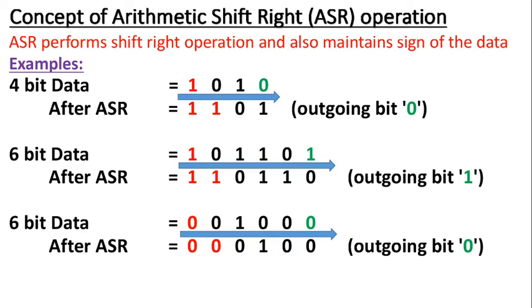So this is the concept of the arithmetic shift right operation, which is often required while solving problems based on Booth's algorithm. That's why it is explained here, which is not a part of your Booth's explanation as such. This is an additional concept which is a prerequisite.